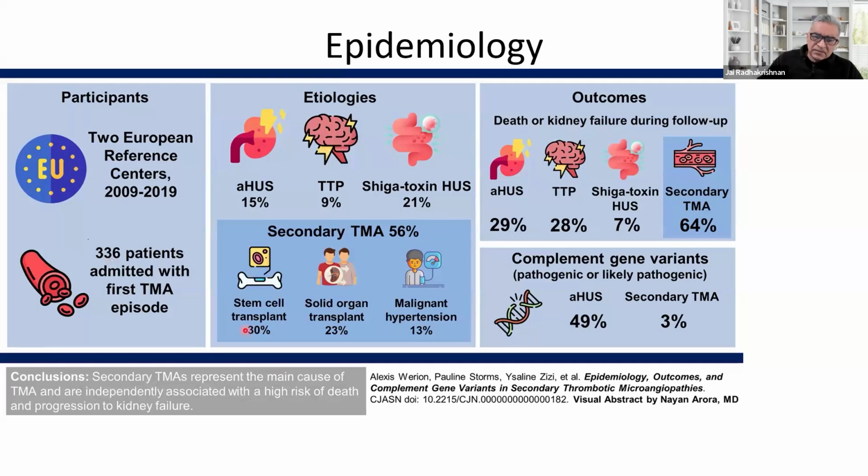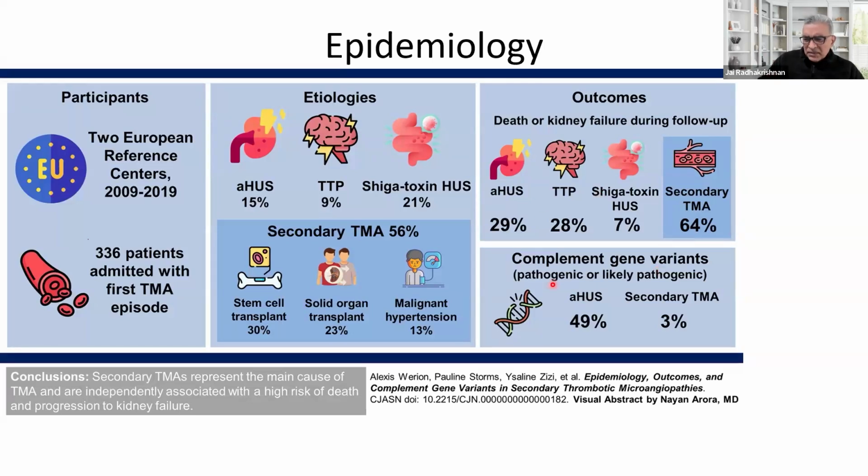And you can see the single biggest category is organ transplants or stem cell transplants. And then a smaller proportion present with malignant hypertension. And when everything else is ruled out, the feeling was this was all from malignant hypertension. In terms of outcomes, you can see the HUS and the TTP do have a significant incidence of death or kidney failure. Shiga toxin does quite well, and the secondaries don't do well at all. And that probably is especially in the bone marrow and organ transplant, this is a real problem, and one should really know how to manage these patients right from the point of presentation.